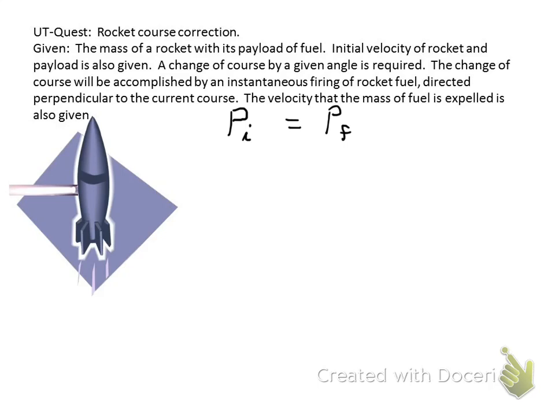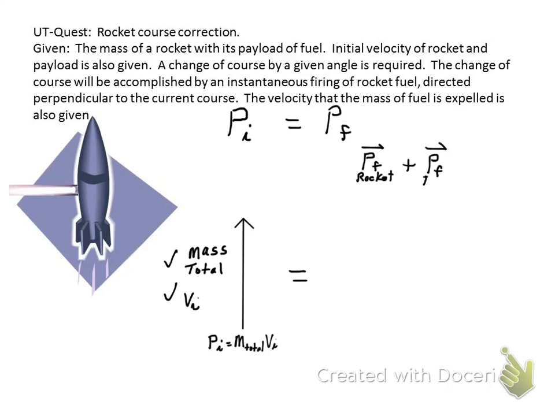All right, the easy part of this problem is our initial momentum. The problem gives us the total mass and the initial velocity going in one direction. So we've got the initial momentum hammered out. And we know that initial momentum has to be equal to final momentum. So we have the rocket and a certain portion of the fuel that are separated. But if we add their momenta together, we need to get the initial momentum vector.